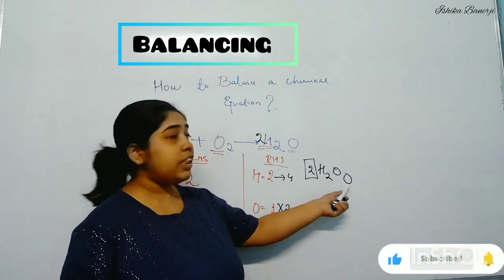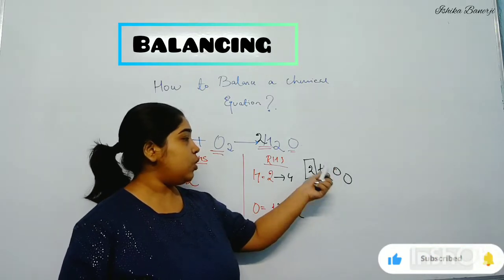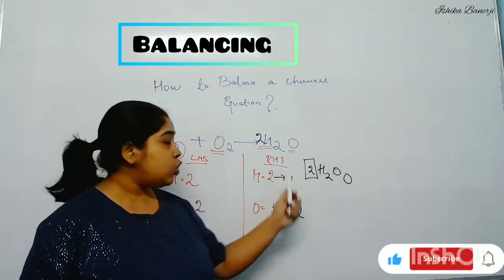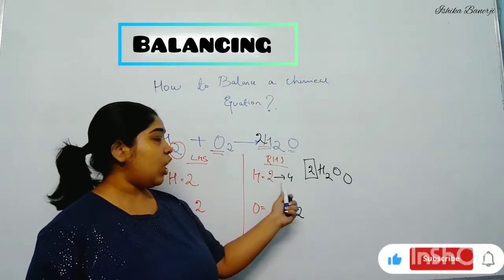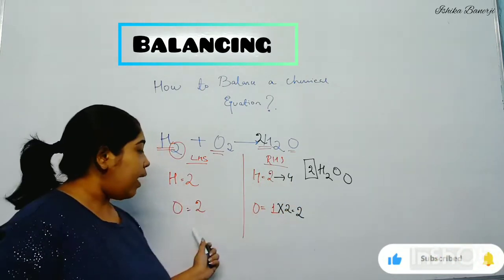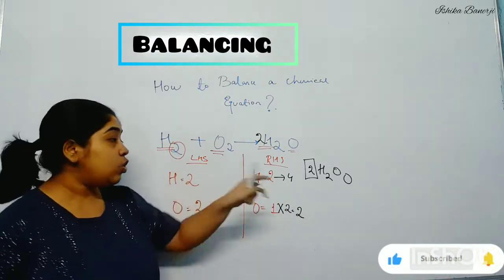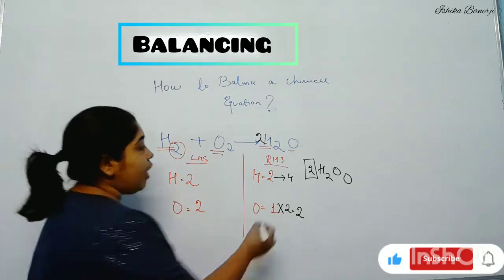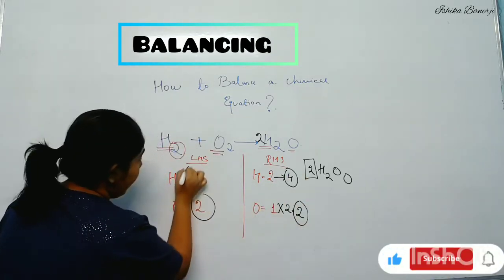I wanted to change in O, but I cannot write 2 in between the compound. I have to write 2 here only. So when I am writing 2 here, I see that H was 2 initially, H has become 4. So now when I am balancing O, I see H has again become unbalanced. So here you can see H is 4. After balancing, H here is 4, O is 2, O is 2, H is 2.